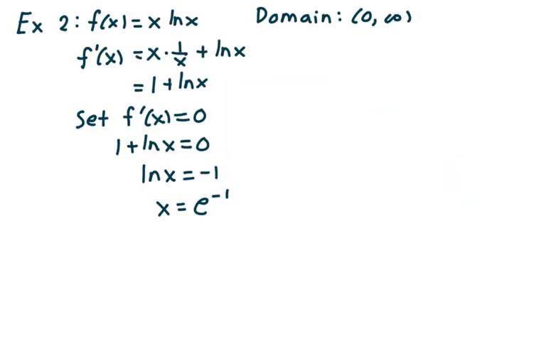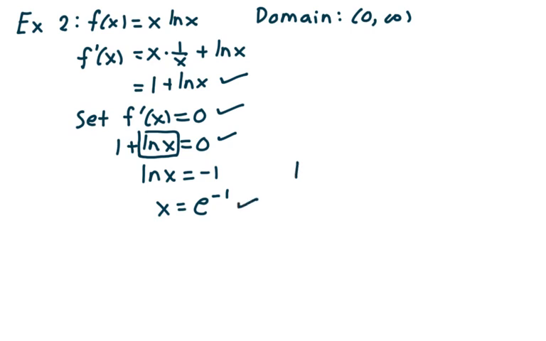Example 2. Suppose f of x equals x times natural log of x. The domain here is 0 to infinity. Take the derivative. f prime of x is equal to 1 plus natural log of x. Set f prime of x equal to 0. And so that says 1 plus natural log of x is 0. And I want to isolate natural log of x by subtracting 1 on both sides. And so natural log of x is equal to negative 1. And so x equals e to the negative 1.